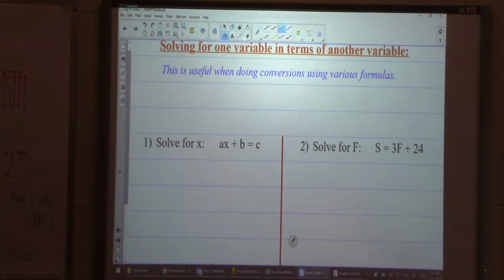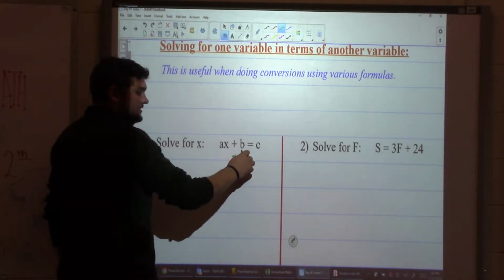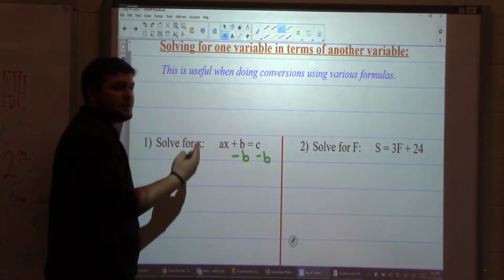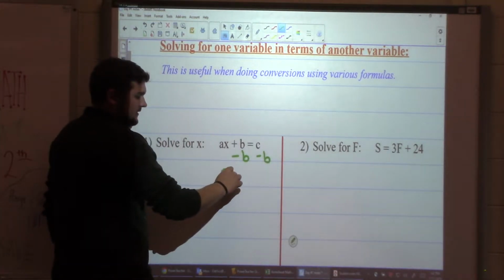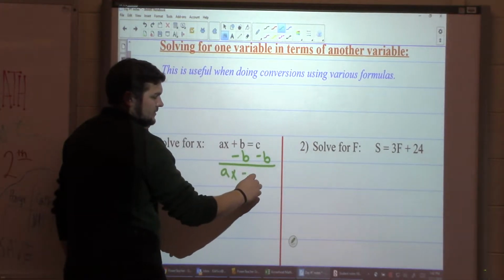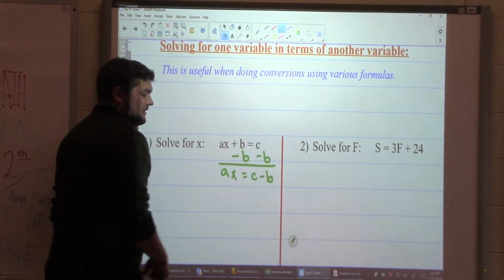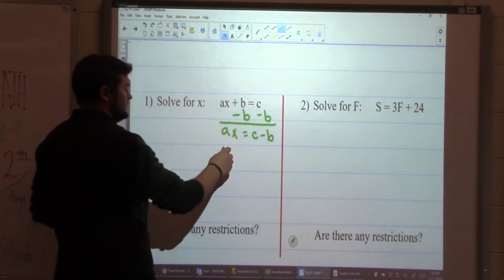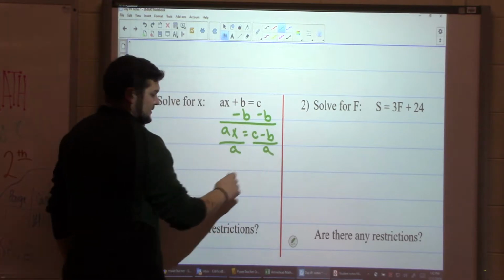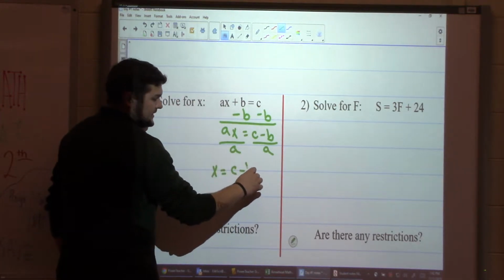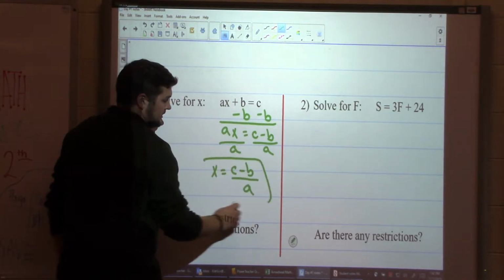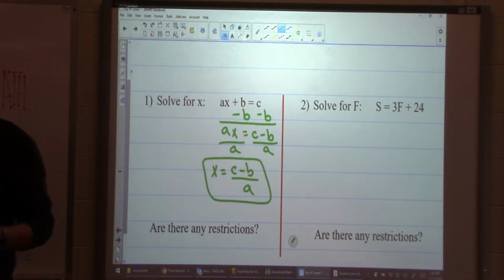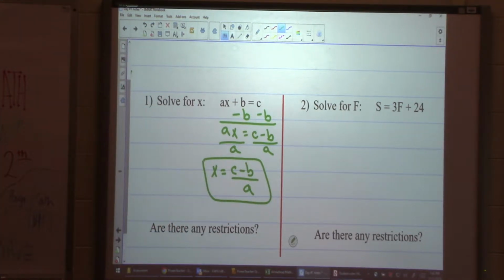Subtract b. Let's subtract b to start. Good. Just like you would if we had numbers there. Do the same thing. ax equals c minus b. Then I would divide by a. x equals c minus b over a. Good. So we're solving for a certain variable in terms of other variables, AKA, we have other variables in the equation with it.